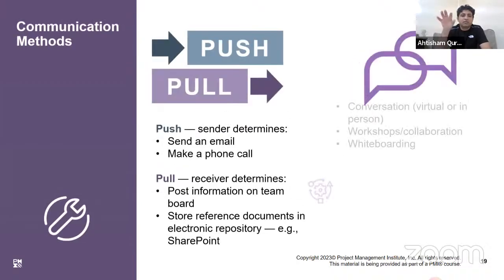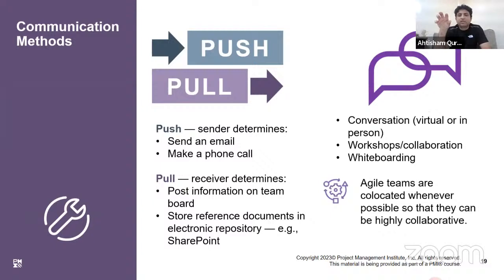So when we communicate using these methods, either we are pulling the information or pushing it. So when I call you, I push the information. When I send an email, I'm pushing the information, right? When I pull the information, it means that I will go to some common folder or SharePoint site and I will download the information. That means that whenever I need it, I will go and download. That's a pull communication. Okay.